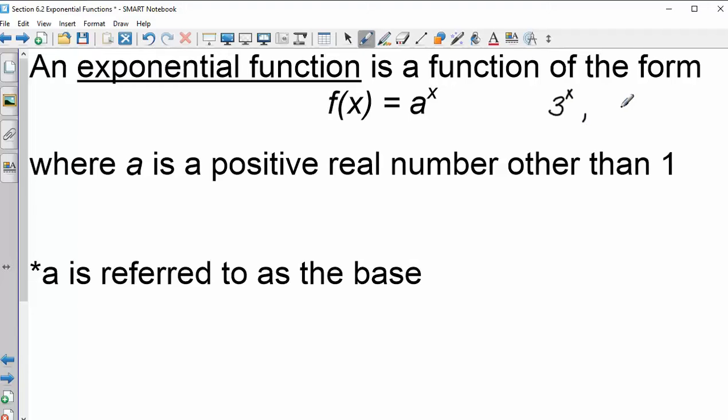So 3 to the x, 5 to the x, 1/7 to the x, those would be exponential functions. The base, that's the a, has to be something other than 1, because 1 to a power is always 1. That's not very interesting. So that number, the a, is your base, the x is your exponent, and that is where the variable occurs.